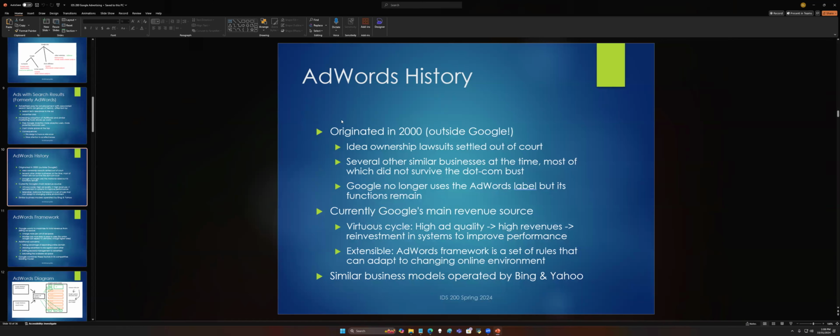Now, intellectual property theft has a long and glorious history in the realm of information technology. There's been a lot of that over the years. But that's part of it. I'm not saying that Google stole the idea. What I am saying is that Google paid a lot of money to make the questions go away, right? Idea ownership lawsuits settle out of court.